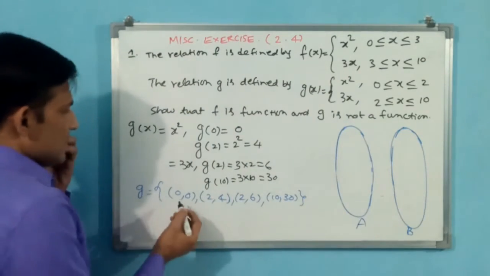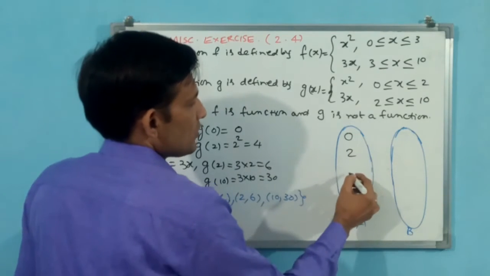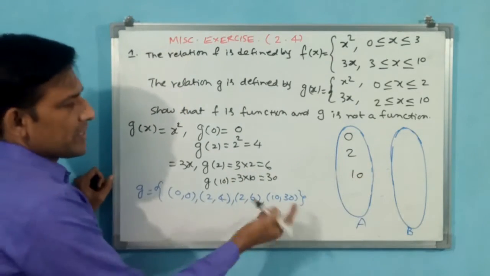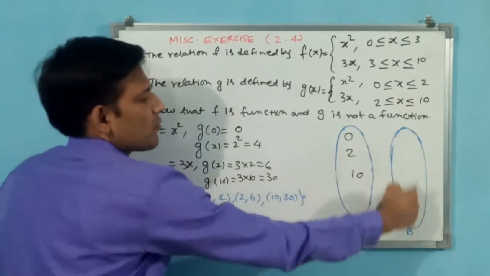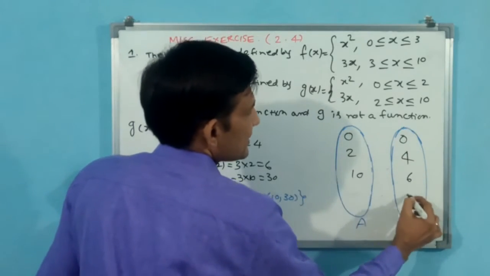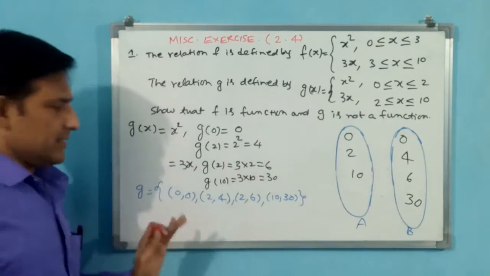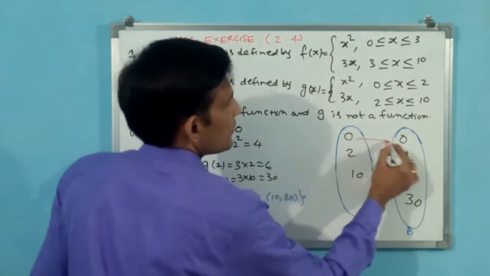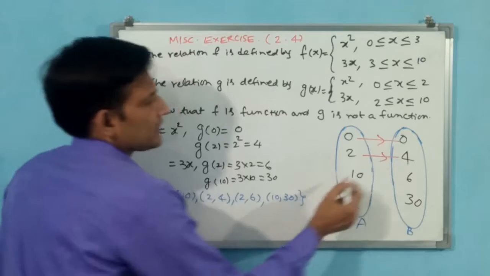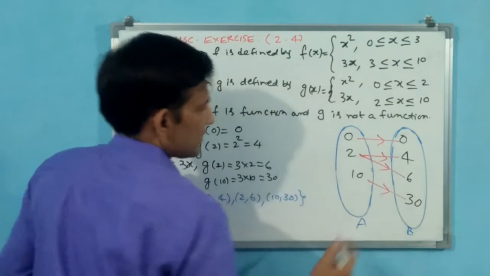A, B. Okay. Now in x coordinate 0, 2, 10. Y coordinate B: 0, 4, 6, 30. Okay. Now depict the relation between A and B. 0 to 0, 2 to 4, 2 to 6, 10 to 30. Okay.